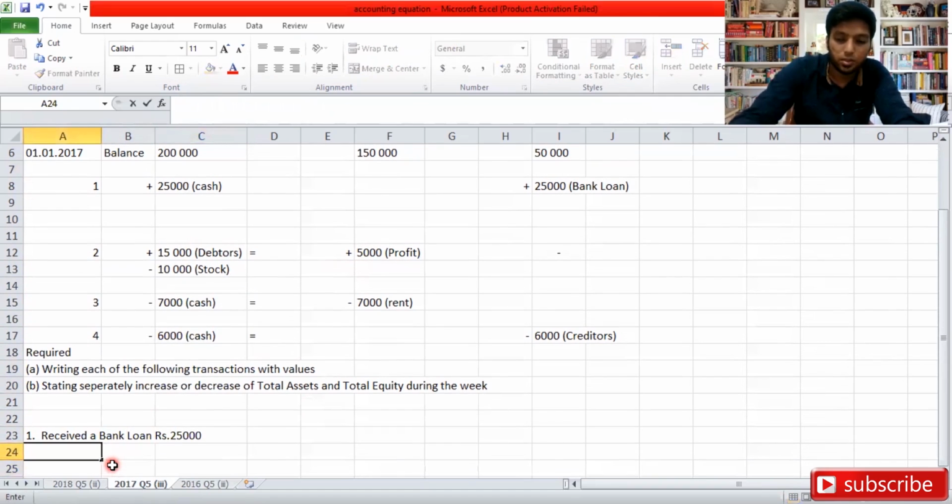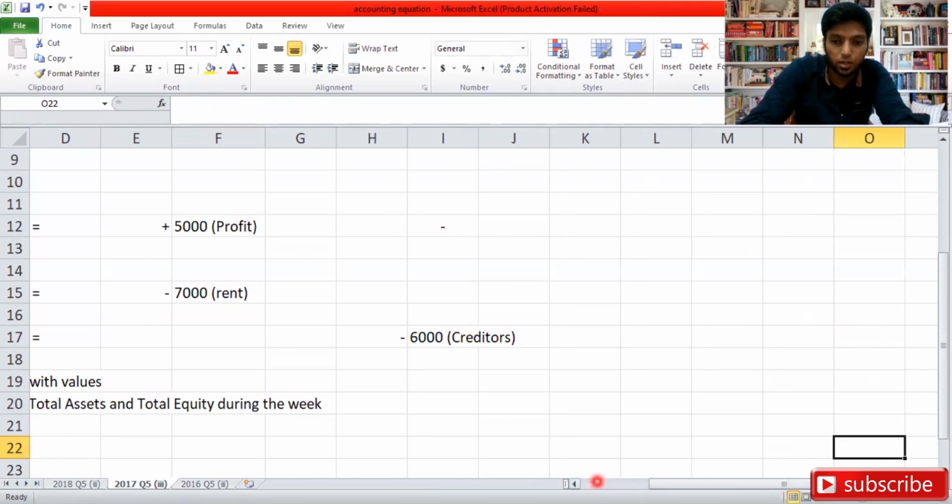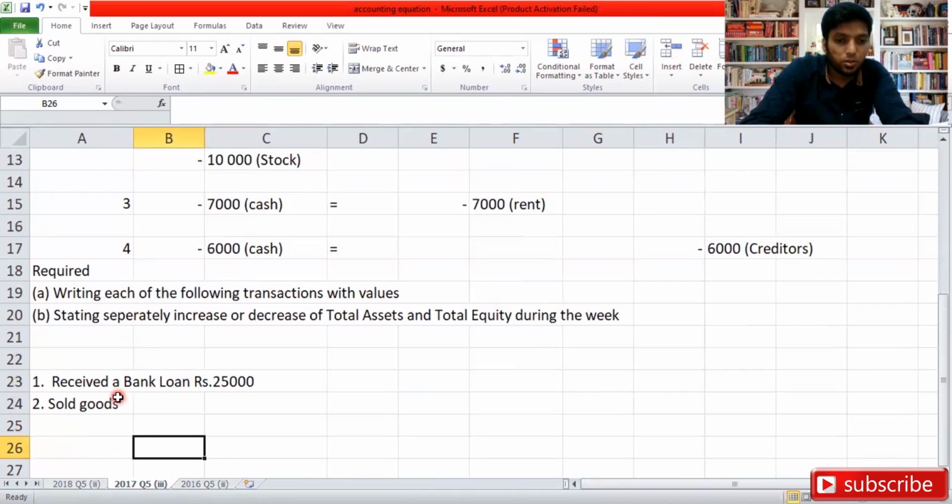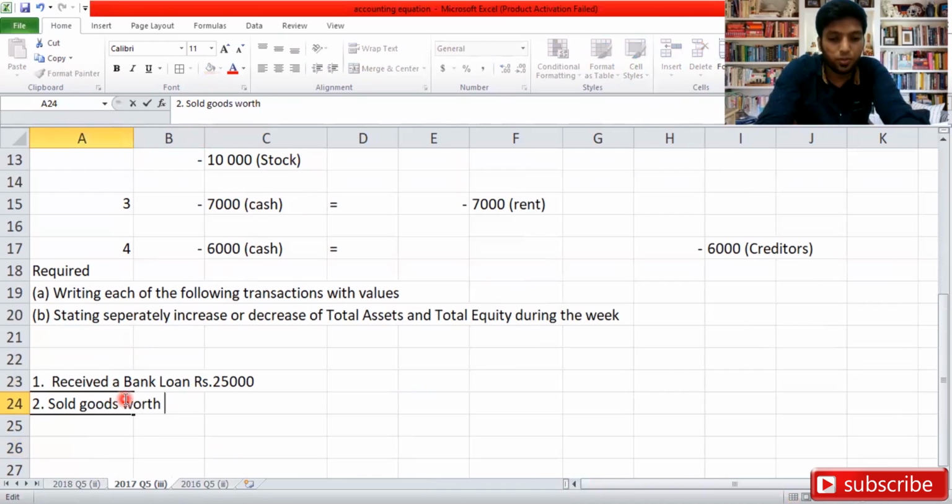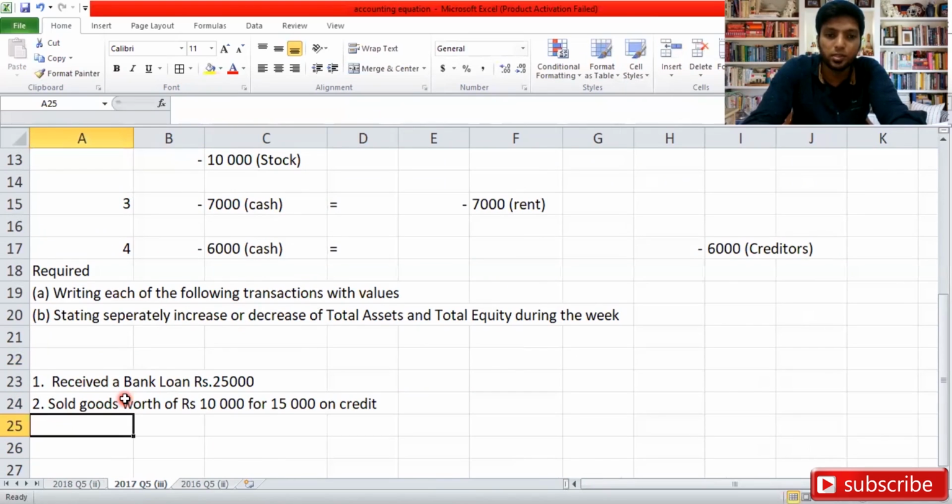I'm going to write here. Sorry, let me zoom in a bit so you can see what I'm typing. Sold goods worth 10,000 rupees. Always try to represent rupees 10,000 for 15,000 on credit. That's how you made the profit of 5,000. You don't want to say how much you have made. But if you just say that you sold goods worth 10,000 on credit, credit represents the debtors, and the difference between 10,000 and 15,000 represents the profit which you have already earned.